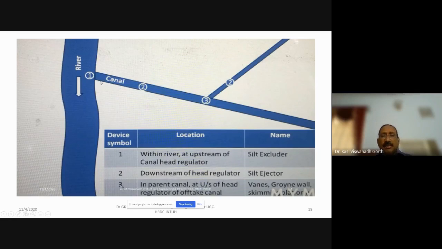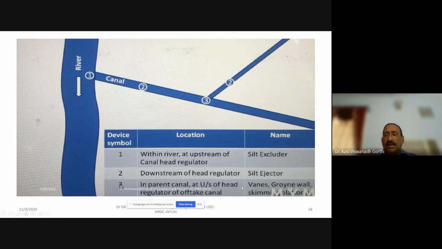Then at the downstream of this canal head regulator, there will be another device known as silt ejector provided. Silt extractor or silt ejector will be provided at this portion. This, point 2, is the downstream of the head regulator. When the water is flowing here from the river to the canal, it is almost clear water. From the canal, immediately after this head regulator, once again almost clear water will be coming out. So at this point, it is getting diverted into another canal. So you may have a canal head regulator which is provided here. This canal head regulator once again will have a device to see that the silt is controlled.